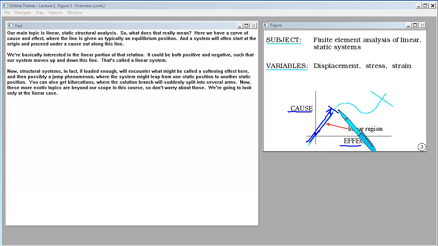Now, structural systems, if loaded enough, will encounter what might be called a softening effect here, and then possibly a jump phenomenon where the system might leap from one static position to another static position. You can also get bifurcations where the solution branch will suddenly split into several arms. Now, these more exotic topics are beyond our scope in this course, so don't worry about those. We're going to look only at the linear case.